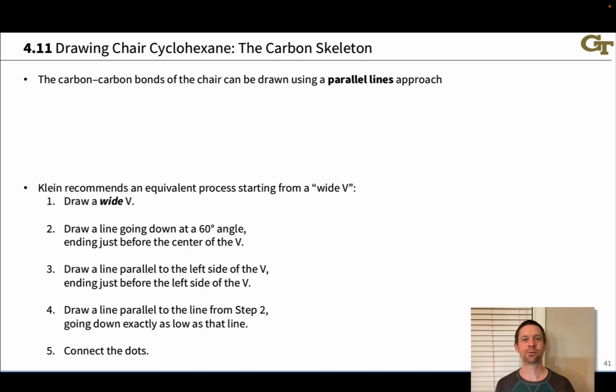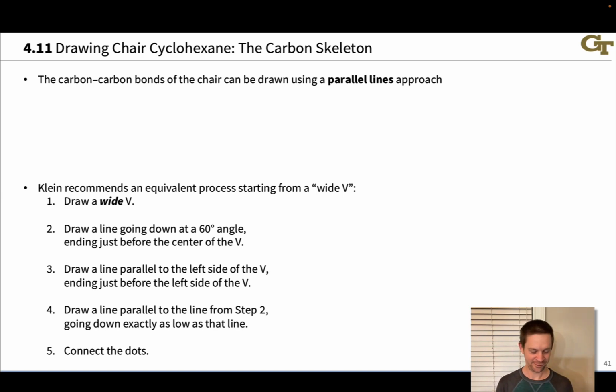Now that we've seen the overall conformational picture for cyclohexane, we're going to take a step back and learn how to draw chair cyclohexane. This is something that you'll definitely want to get familiar with, again, because of the ubiquity of six-membered rings in organic chemistry. You'll see them again and again in structures. There are many different ways to draw chair cyclohexane, but I'm going to show you the approach that I was taught first and that I still use to this day, and then I'll show you an approach recommended by Klein in his textbook that's going to get to the same result just via a bit of a different method. The method I like to use, I call the parallel lines approach.